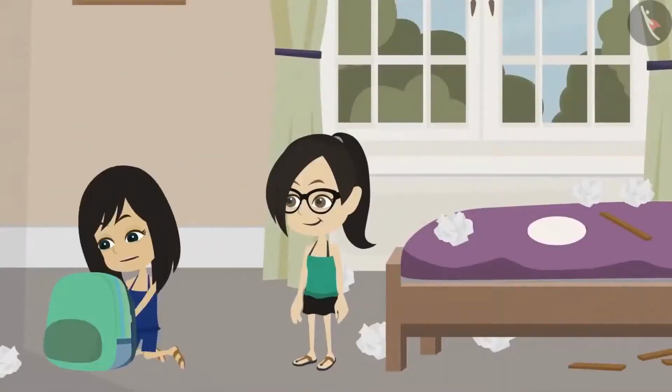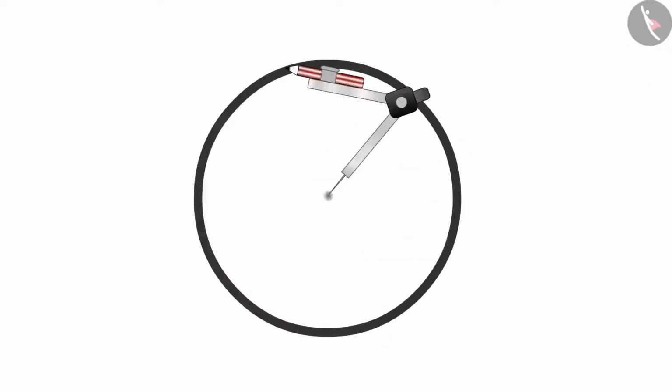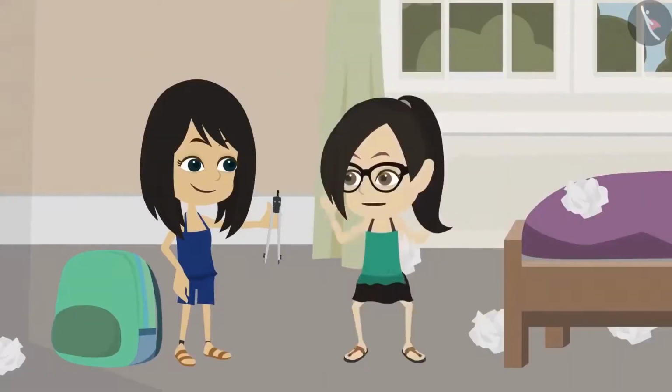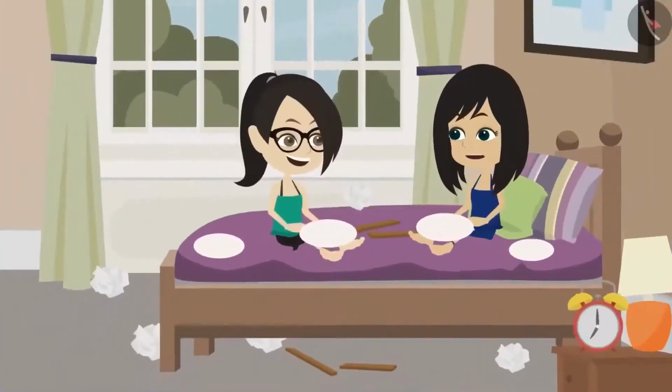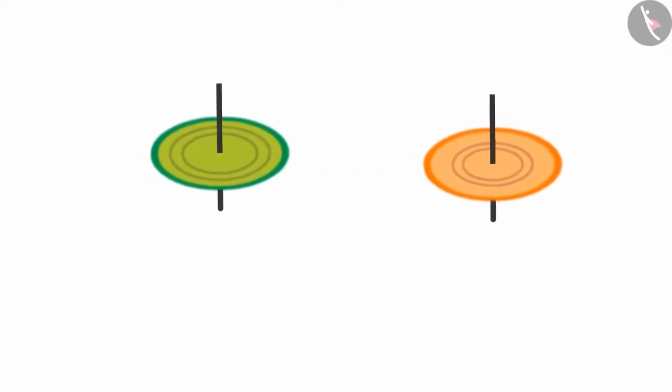No problem. I have a compass. Let's make spinning tops of different sizes. Look, there is a mark in the center after making it with a compass. Now it has become easy for us to make a spinning top. Now we will make many spinning tops. This is going to be fun. Let us spin our tops.